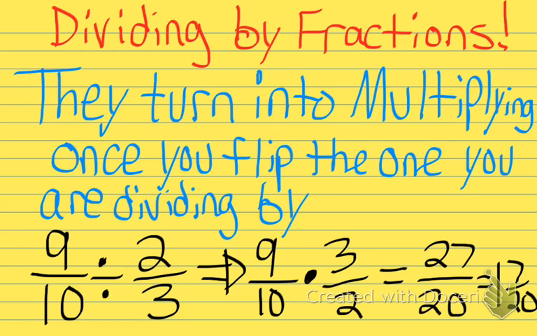But here's the key, though. Many of you are going to forget this. You're going to forget which one to flip. I'm already telling you now. I've seen it all the time. You always flip the one you're dividing by, meaning the one that comes second. 100% of the time. That's the only one you flip.